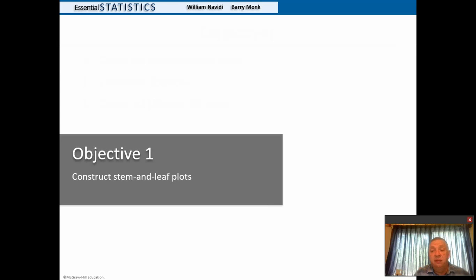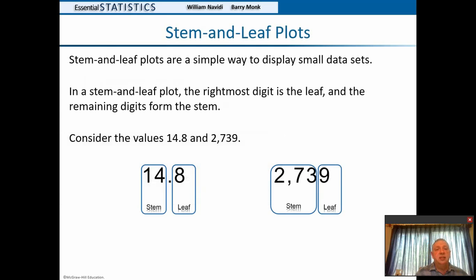So what are stem and leaf plots first, and how do we construct them? Stem and leaf plots are a simple way to display small data sets. In a stem and leaf plot, the rightmost digit is the leaf, and the remaining digits form the stem.